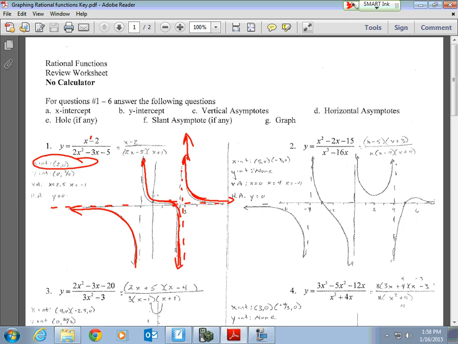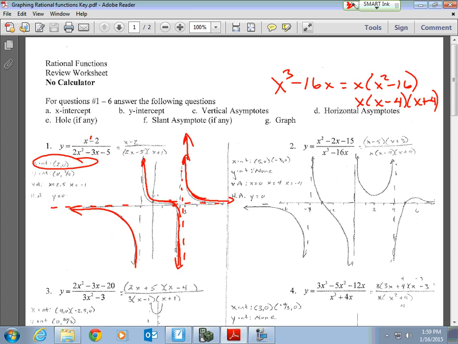Okay, question 2. Find x-intercepts, values of x that make the top 0. I have to factor the top. It factors into x minus 5, x plus 3. The bottom, x cubed minus 16x, factors a common term out first. There's an x common in both of those terms, and that factors into x times x minus 4 times x plus 4.